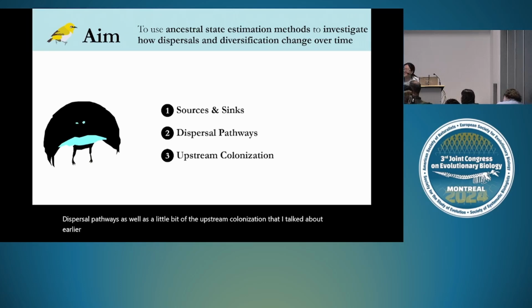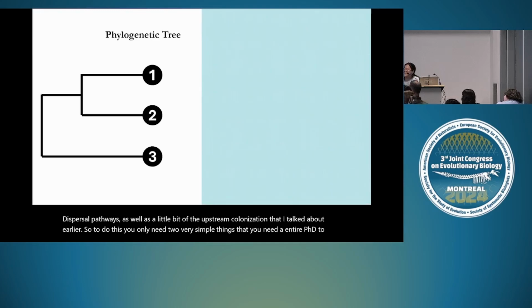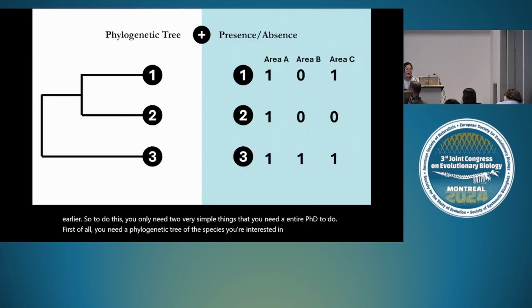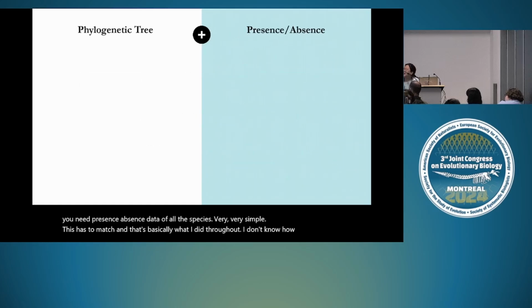To do this, you only need two very simple things that take an entire PhD to do. First of all, you need a phylogenetic tree of the species you're interested in. And second, you need presence-absence data of all the species. Very, very simple. This has to match, and that's basically what I did throughout I don't know how many years.